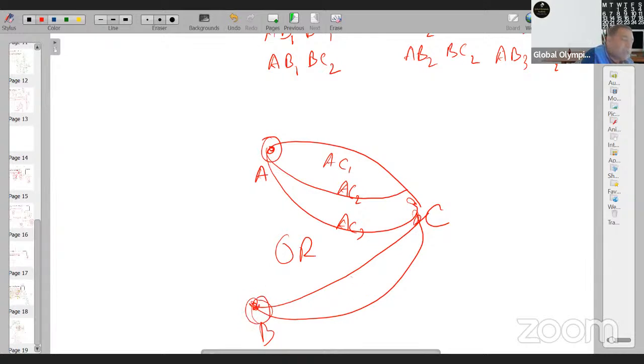You will say that there are five routes, correct? So three over here and two over here. So this is 3 plus 2. Why? Because it's an OR scenario.